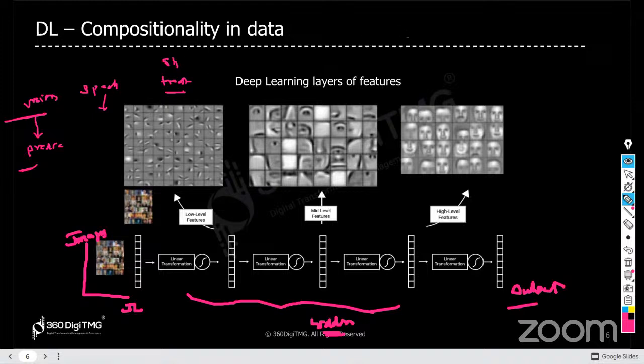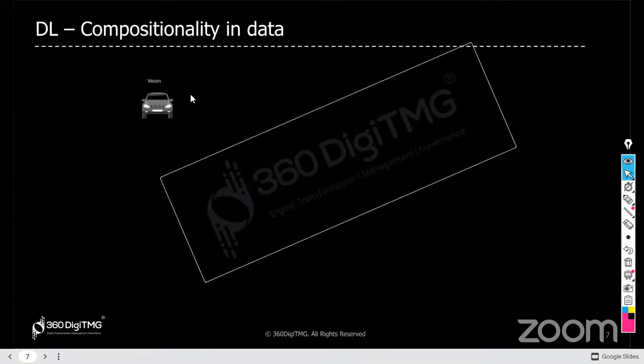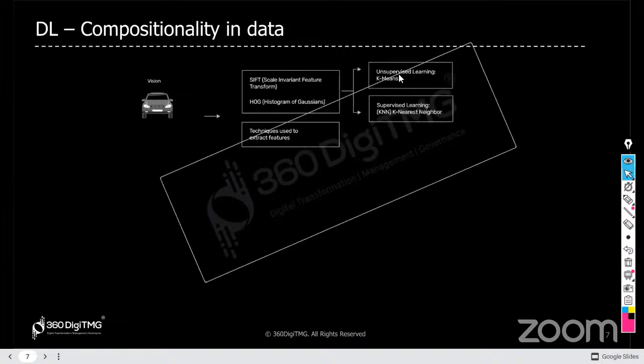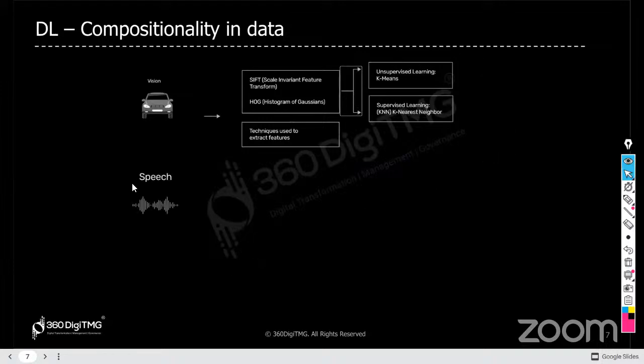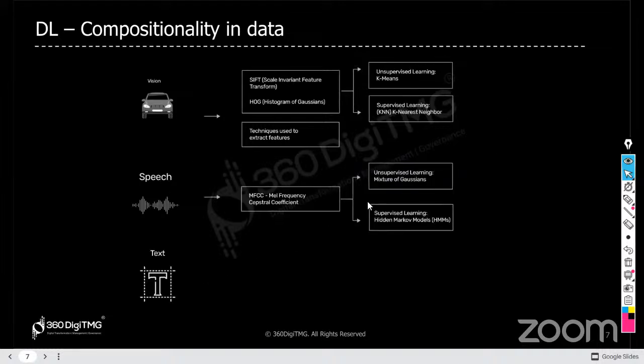If you apply a deep learning model, it can automatically extract the features. There is no need to manually extract them. This is called representation. Check it out here. For vision related problems, you have different techniques to extract the features, and you supply them to the machine learning algorithm of your choice. When it comes to speech, again, there are different methods and different algorithms. And when it comes to textual data, again, different methods and different algorithms are there.